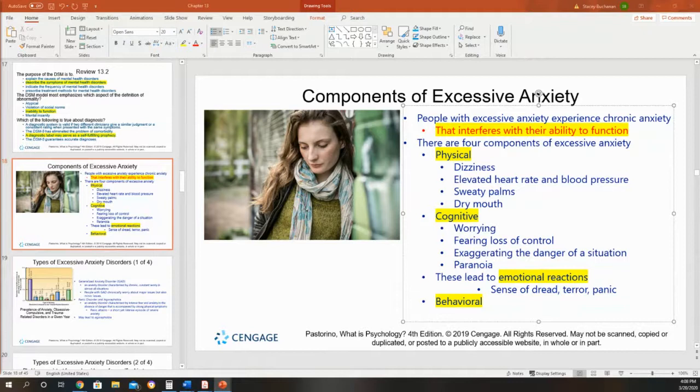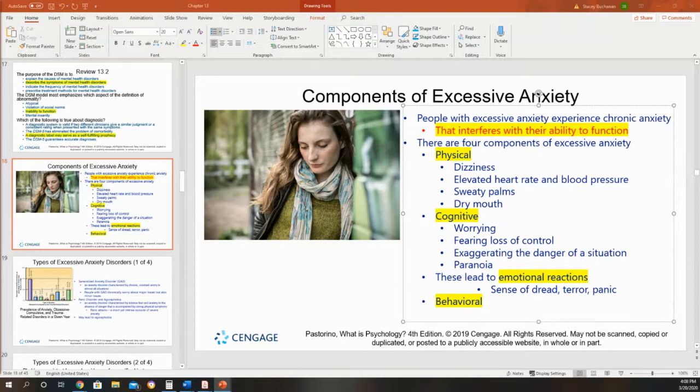Dizziness, sweaty palms, elevated heart rate, dry mouth. So if you find out that you have to do a public presentation and you don't really like presenting in front of others, you may feel all these components. But someone who suffers from excessive anxiety may feel that dizziness, elevated heart rate, sweaty palms, and dry mouth all the time, no matter what the cause. Just laying in bed may cause them to feel that.